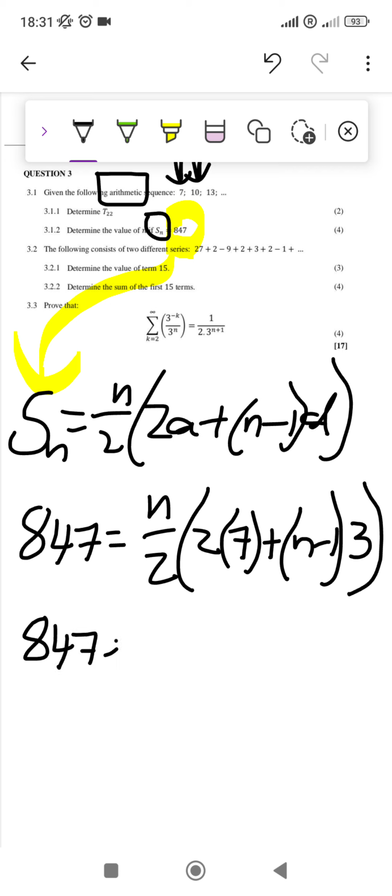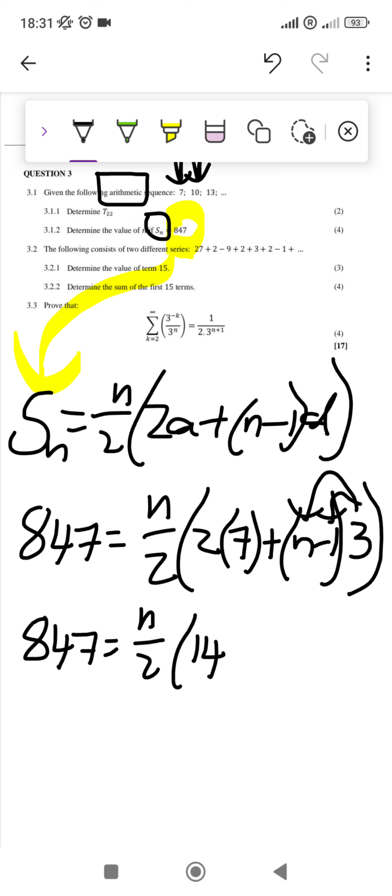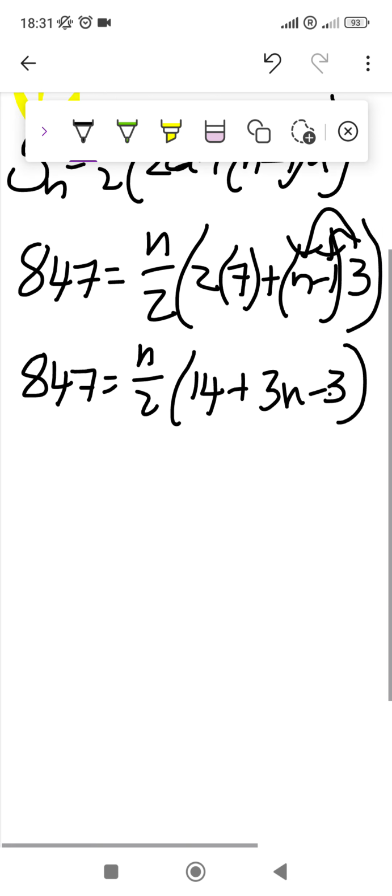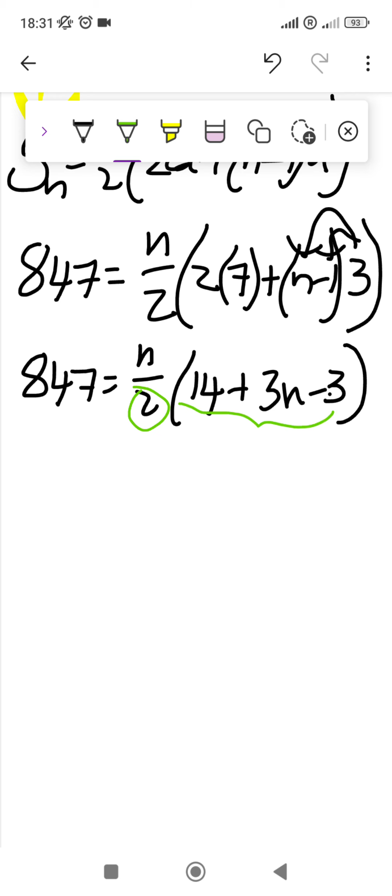So it's going to be 847 equals n over 2. 2 times 7 is going to be 14. Let's multiply this 3 inside our bracket over here. So that's going to be 14 plus 3n minus 3. Right, inside our bracket we have like terms. So let's do two things at once, I hope you don't mind. We're going to get rid of this 2, and then let's simplify what's inside the bracket as well.